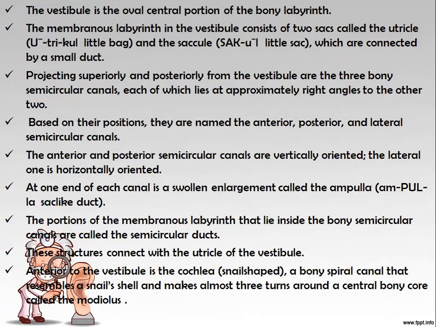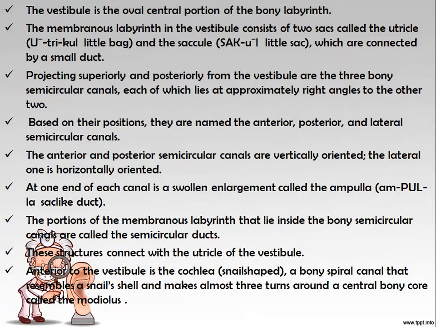Projecting superiorly and posteriorly from the vestibule are the three bony semicircular canals, each of which lies at approximately right angles to the other two. Based on their position, they are named the anterior, posterior, and lateral semicircular canal. The anterior and posterior semicircular canals are vertically oriented. The lateral one is horizontally oriented.